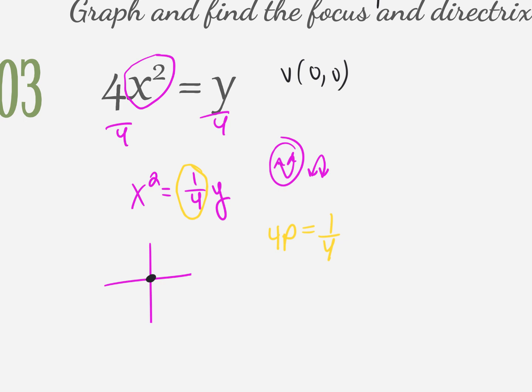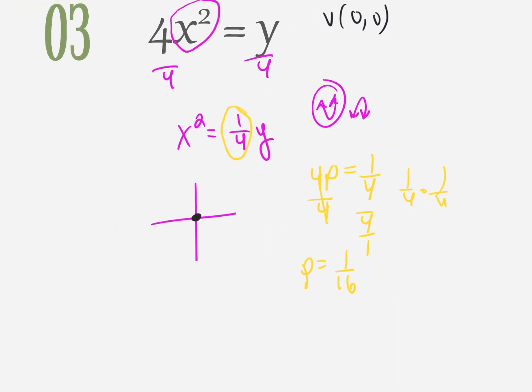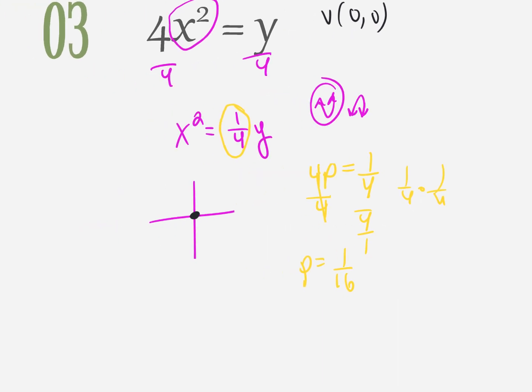You guys agree? So what do I do? Divide both sides by 4 over 1, correct? So p equals, if I keep change flip, 1/4 times 1/4 is 1/16. Is that okay? Are we allowed to have that? Sure. So if I'm going to plot this, my focus is going to be right here at, what's that point? 0, 1/16. That's my focus. So where's my directrix? Down here at what? 0, negative 1/16.